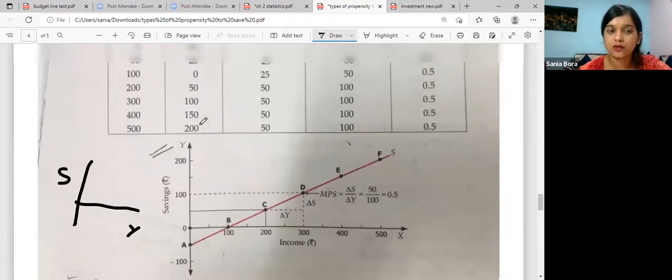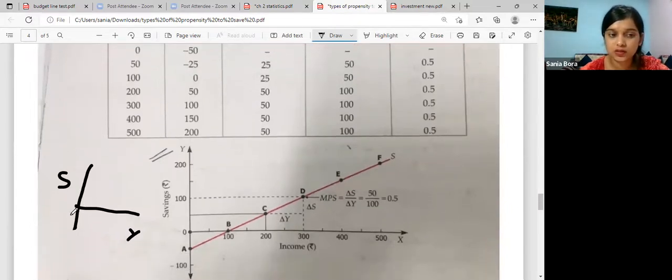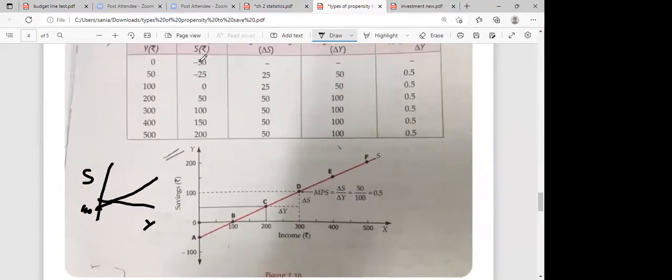So here you can see for zero, it is minus 50. So for zero, it is here, minus 50. And then for 50, it is minus 25. So it will go like this. And this is how you will draw your saving. Clear? Yes, ma'am. Okay. Heba, clear?